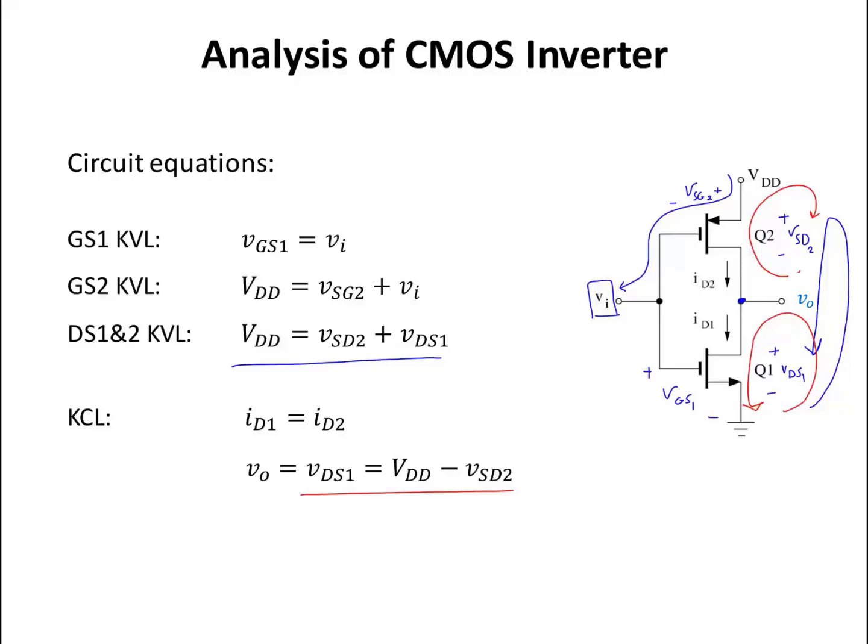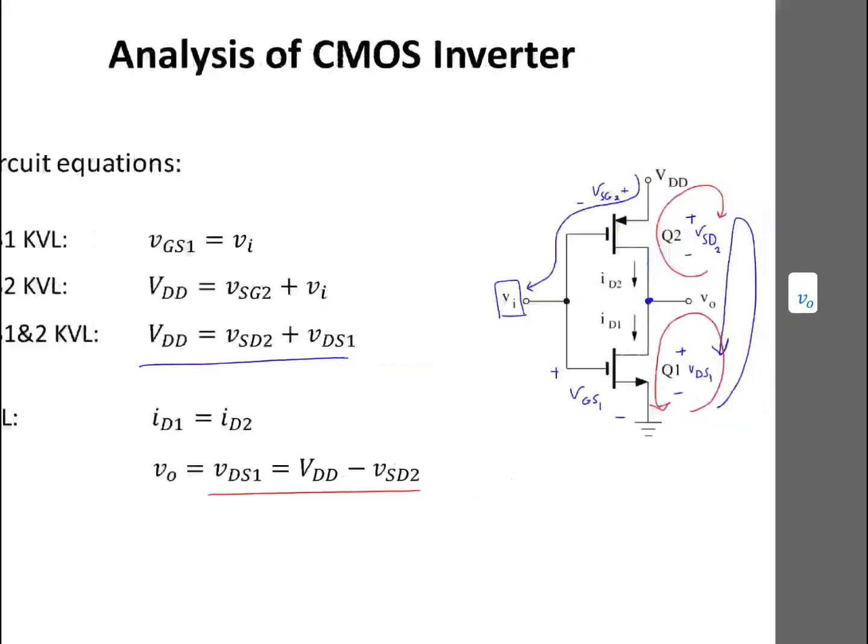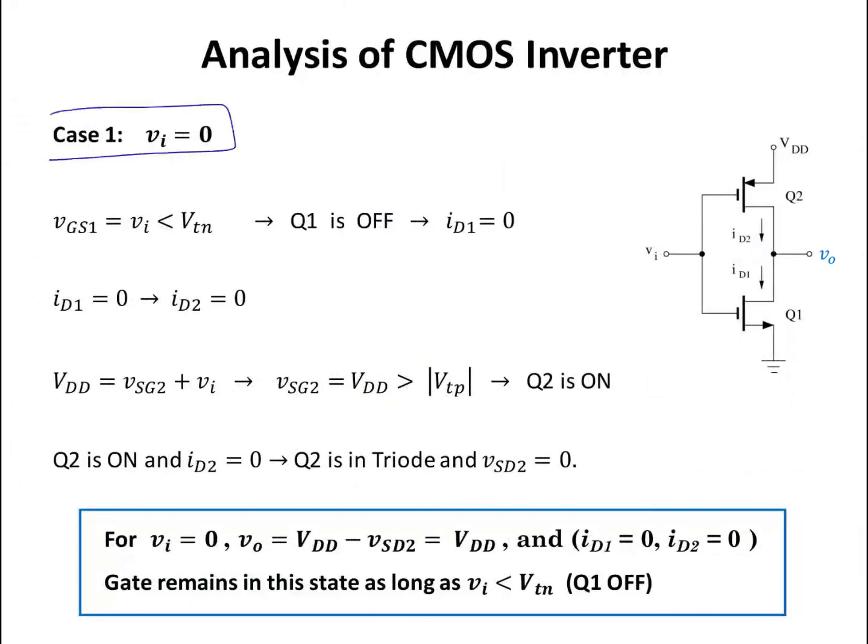Okay, now that we have these equations, let's study two cases: when Vi is at high, or VDD, and when Vi is equal to 0 volts, which is the low state for the input signal. First, when Vi is equal to 0, for the gate to source of transistor 1, I have VGS1 equals Vi, that's equal to 0, so it's less than the threshold voltage for transistor 1. As a result, Q1 is off and I drain for transistor 1 is equal to 0. From the KCL, I know that ID1 equals ID2 and that both of them are equal to 0.